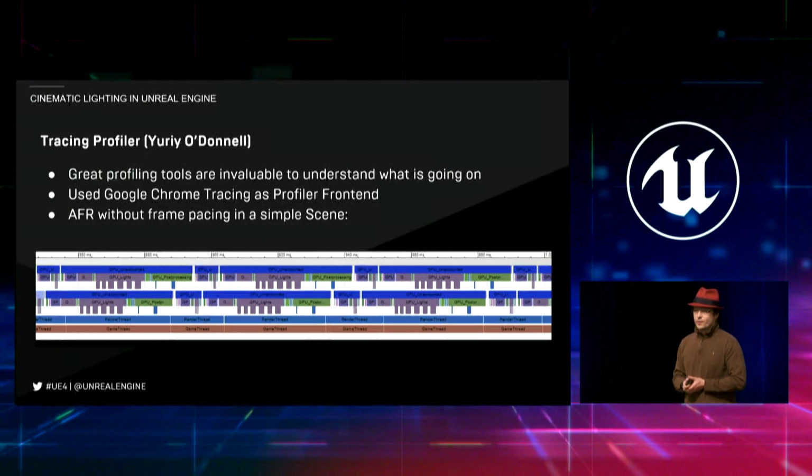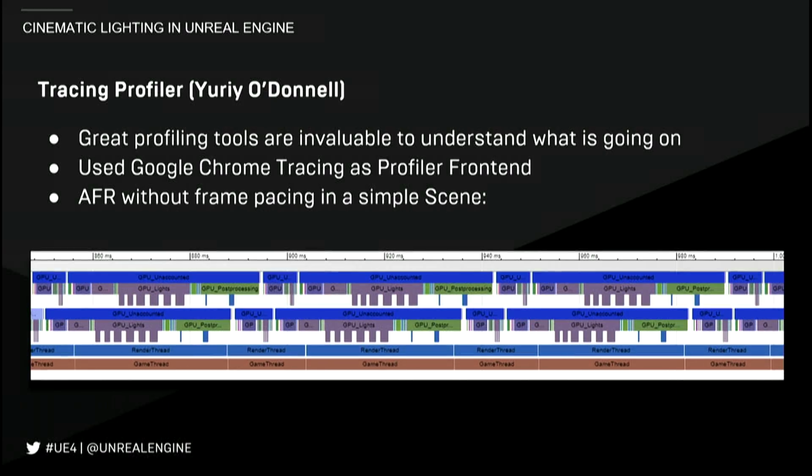What is very important for us is to have great profiling tools. Those are invaluable to understand what is going on. And thankfully, Yuri implemented a new profiler frontend in Google Chrome tracing, so we could see what's going on in our frames. Here you can see AFR in a simple scene, and you can see where the presents are happening, and they're kind of a little bit staggered together. So although you have twice as many frames per second, it will still feel a little bit choppy due to the microstutter.